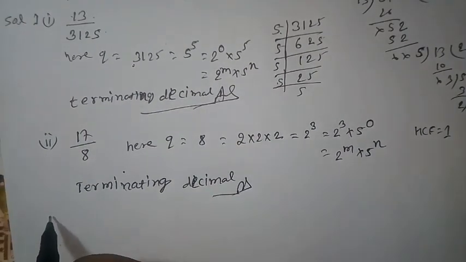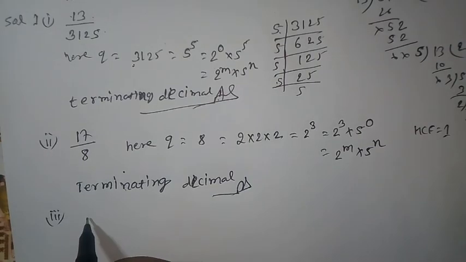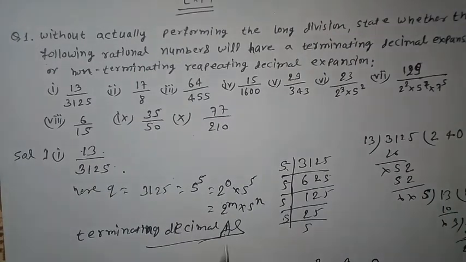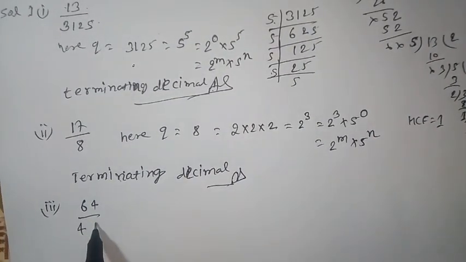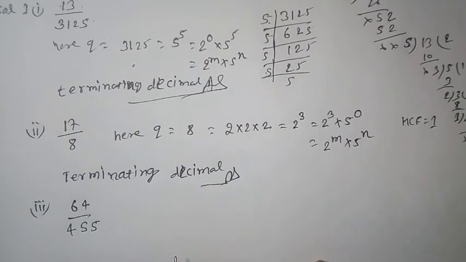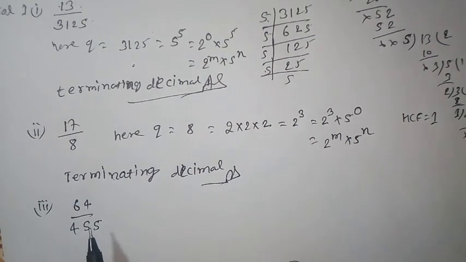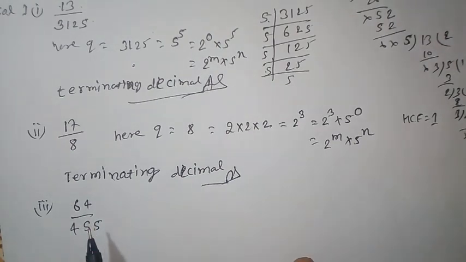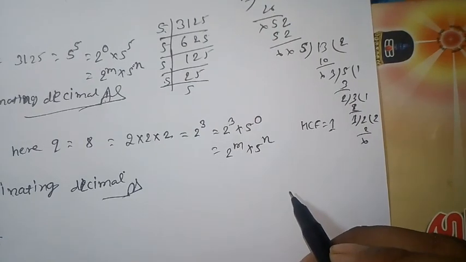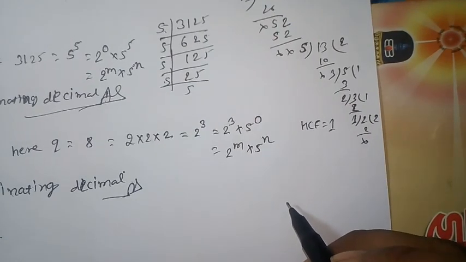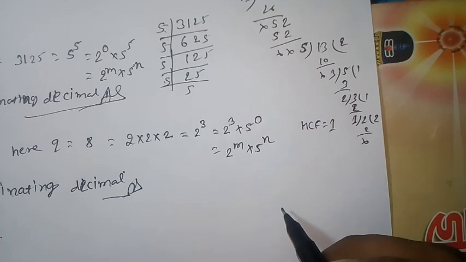Question number 3. 64 by 455. Now first check whether this rational number is in simplest form or not. This is the simple method. Find HCF of this number.